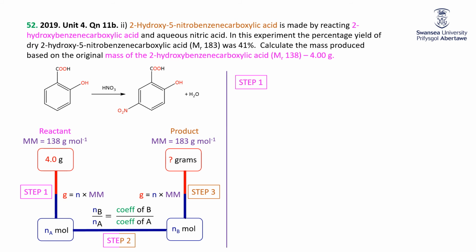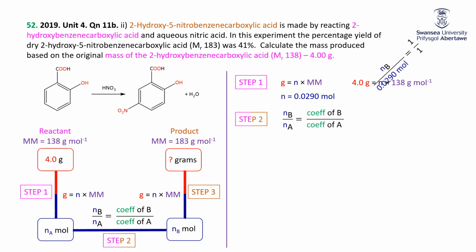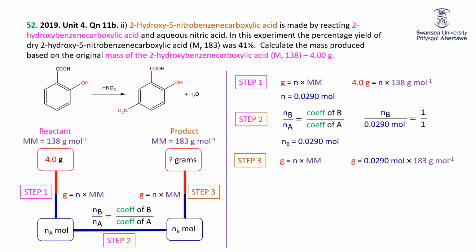So usual step 1, turn that 4 grams into moles. And we have 0.0290 moles of the reactant. Step number 2, how many moles of the product will that be? Well, again, it is a 1-to-1 reaction, as much organic chemistry is. So 0.029 moles of the product here, which we turn to grams, 5.3 grams. So we expect 5.3 grams.